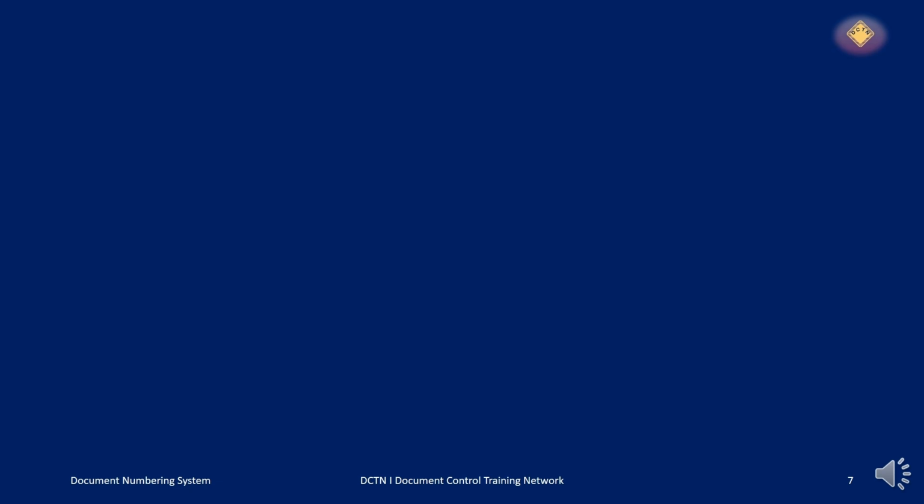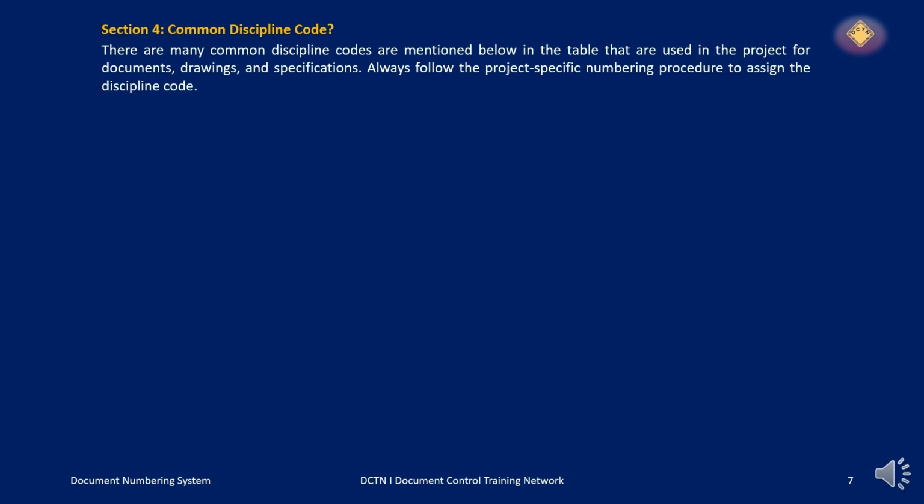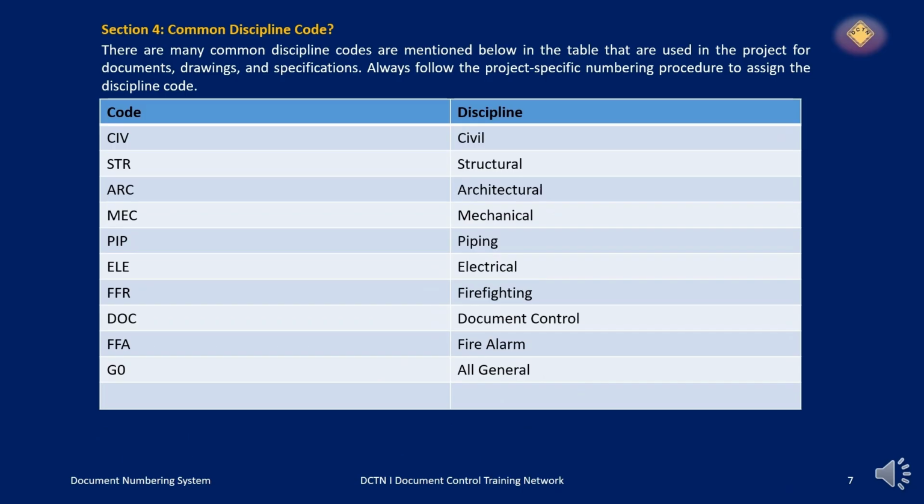Now let's see the common discipline codes. There are many common discipline codes mentioned below in the table that are used in the project for drawings, documents, and specifications. Remember to always follow the project-specific numbering procedure to assign the discipline code. Look at the table here.